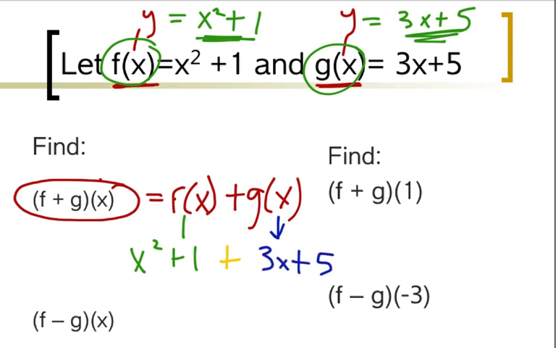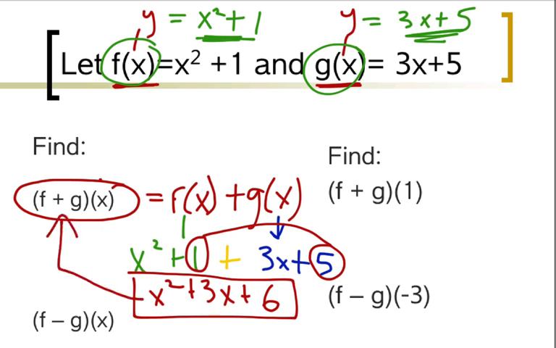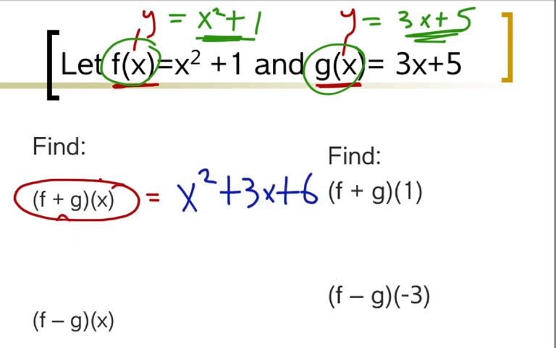So all we have to do from here is combine like terms and get x squared plus 3x plus 6. The only like terms we had were the 1 and the 5, to make 6. So this is your answer for f plus g of x. Okay? Now I'm going to write that over here off to the side.